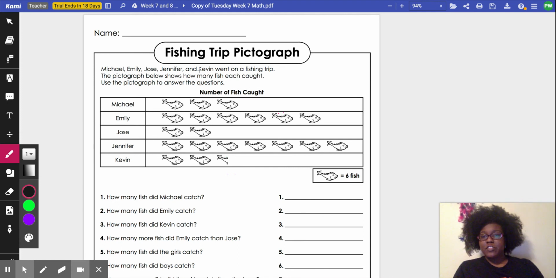Looking at this paragraph, I'm going to go ahead and read it to you. It says, Michael, Emily, Jose, Jennifer, and Kevin went on a fishing trip. The pictograph below shows how many fish each caught. Use the pictograph to answer the questions.